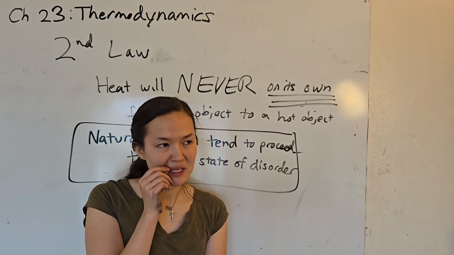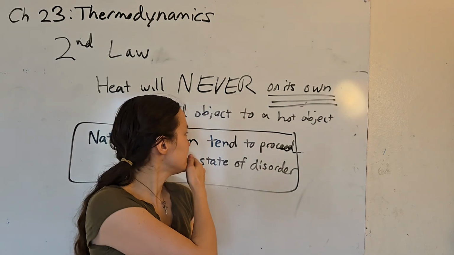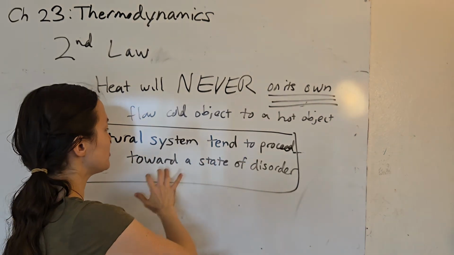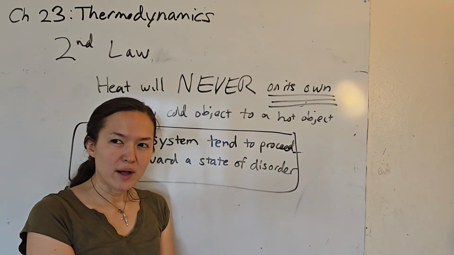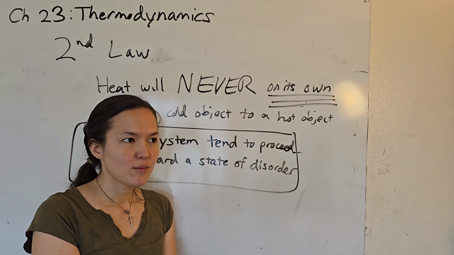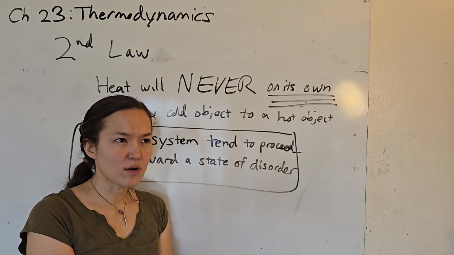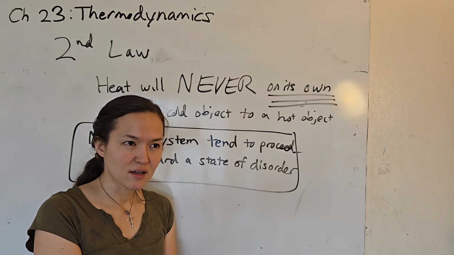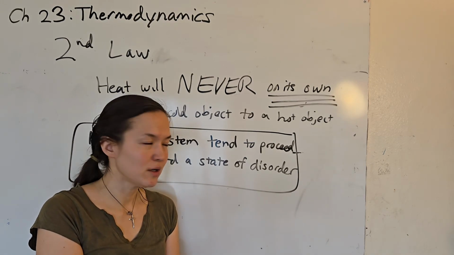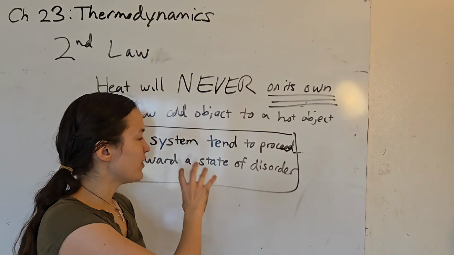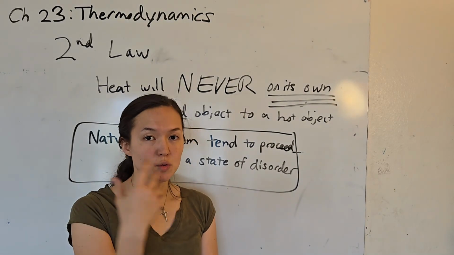There's a lot to unpack here because, as you can see, natural systems tend to proceed toward a state of disorder. That doesn't mesh all that well with the theory of evolution, because the theory of evolution is all about things spontaneously, with no direction, with no intelligent input, proceeding from a state of disorder to order.